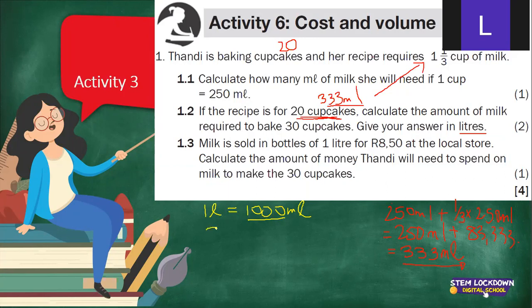So 333 mils is divided by 1,000, and then we have 0.333, right? Don't round off your answers yet. Just leave it as that. Remember, this is actually already rounded off from number 1.1. So this is how much you need for 20 cupcakes.